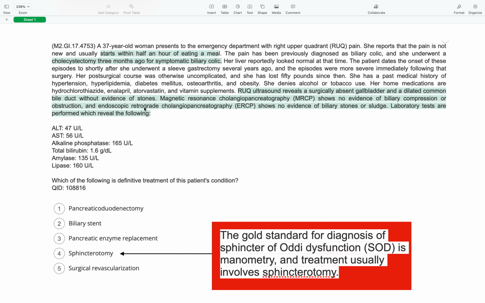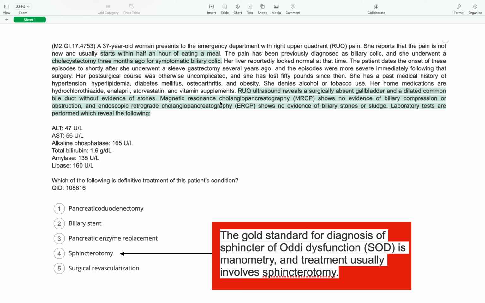Okay, so there's no stone in the gallbladder or the cystic duct, and there's no gallbladder. Now, MRCP is done, shows no evidence of biliary compression or obstruction. ERCP shows no evidence of biliary stones or sludge. Lab results are as follows, which is nearly normal. Which of the following is the definitive treatment for this patient's condition?